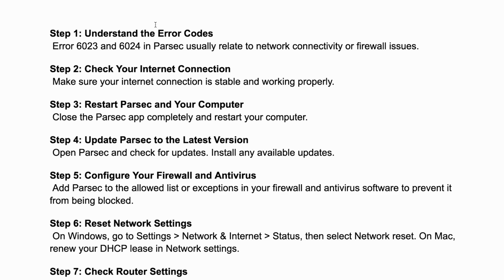How to fix Parsec error codes. First, you want to understand the error codes. Error 6023 and 6024 in Parsec usually relate to network connectivity or firewall issues. So first, you want to check your internet connection and make sure your internet is stable and working properly.